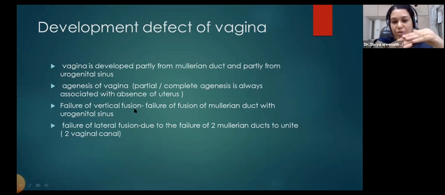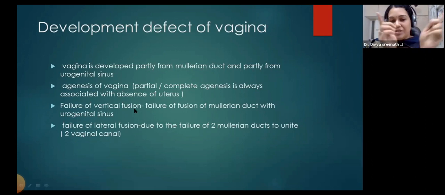Vertical fusion means upper and downward, that is the upper portion developing and the lower portion developing. When there is failure of vertical fusion, there will not be any continuity in the structure. Failure of lateral fusion means failure of joining of the two Mullerian ducts. If two Mullerian ducts join together, they form a single structure, the uterus, along with the fallopian tubes.